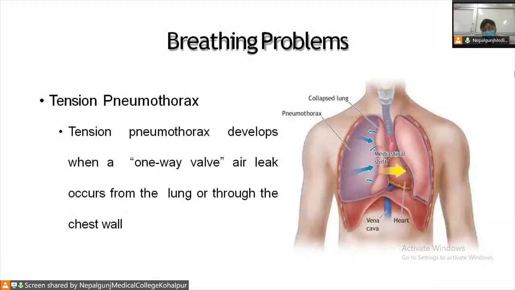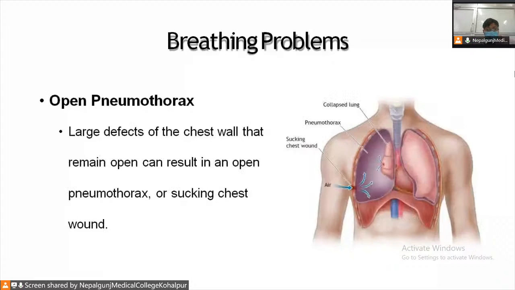Now, tension pneumothorax. In tension pneumothorax, air is drawn inside, but air cannot leak out, such that it acts like a one-way valve. So the tension builds between the parietal and visceral pleural layers. The air is entrapped in it, and gradually tension increases such that it prevents the expansion of the chest. So tension pneumothorax is an immediately life-threatening condition that should be acted on immediately.